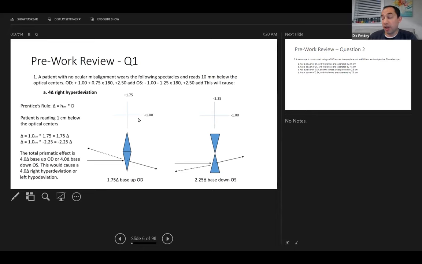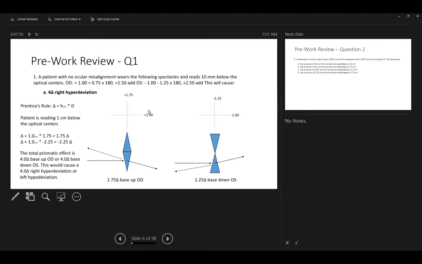And so you do want to put it on a power cross and maybe just draw really quick these triangles, just to help you visualize: is the image getting pushed down? Do we have base up prism or base down prism? But yeah, I always put both powers on there just so I don't get tripped up by that.